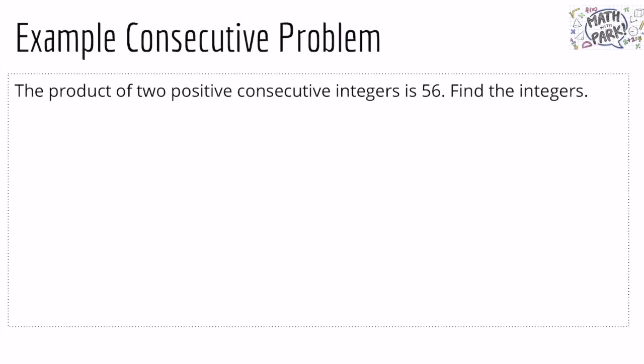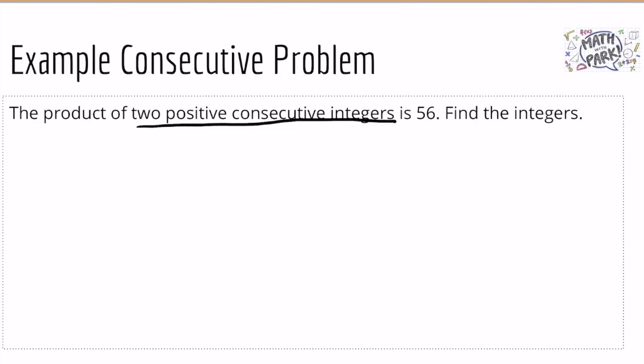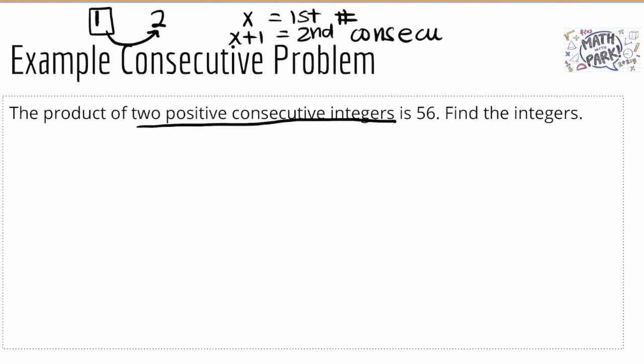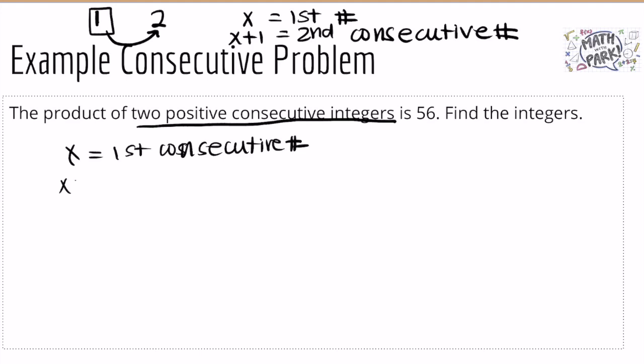So in this problem, we're given that there's 2 positive consecutive integers. So that means if 1 was my first number and 2 was my second number, we know the first number will be represented by x. And we know x plus 1 is my second consecutive number because to get from 1 to 2, we add 1. So x is the first consecutive number, and x plus 1 will represent my second consecutive number.